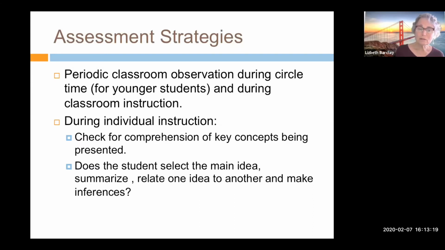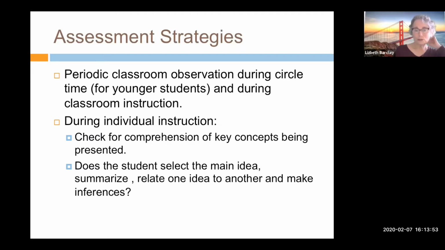Does the student select the main idea of a story, summarize, and relate one idea to another to make inferences? This is what is expected of our students in terms of understanding of both information that is read aloud to them or taught to them, or information that they themselves are reading. They need to be able to pick out the main idea. They need to summarize. They need to relate the ideas to each other.